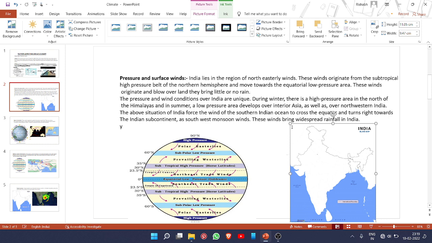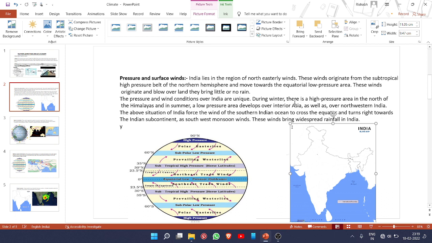But what happens? Now see the situation of India and the next condition of India. The pressure and wind condition over India are unique. Why is it unique? According to the location of India and the wind direction, India should never receive rain. But what happened? It receives rain. How does it receive rain? Let us see the season.